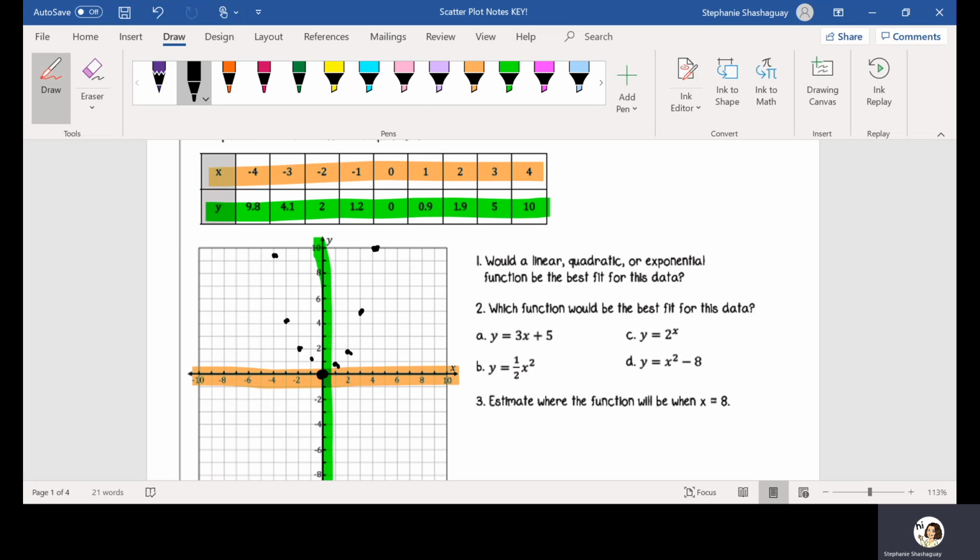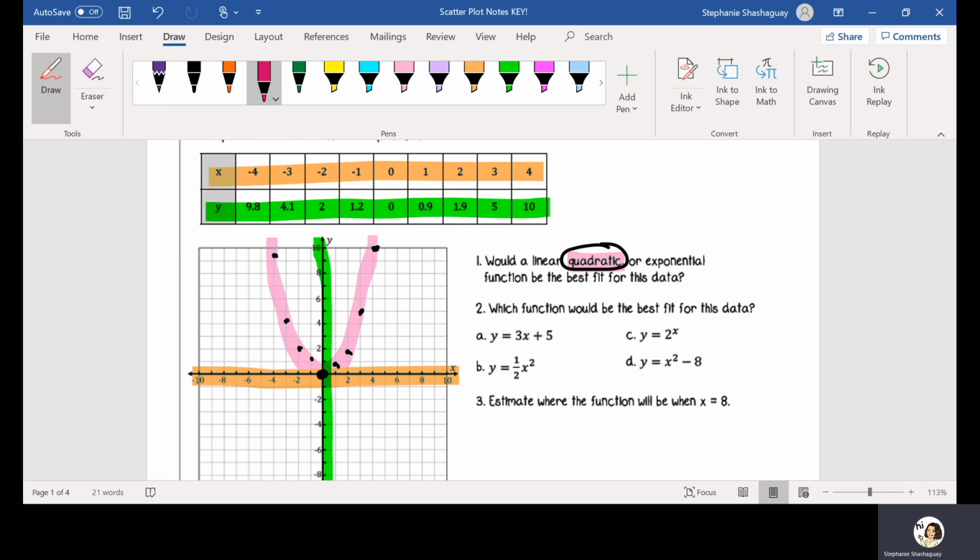Okay, now looking at this data, if I traced the data, what type of function would I have? What would be the best fit for this data? Well, that would be a quadratic function. That gives me the parabola, that U shape, okay? So quadratic. Which function would be the best fit for this data? So they gave us 4 equations, 4 functions, and we have to figure out which one is the best fit.